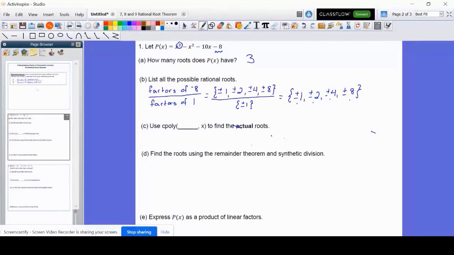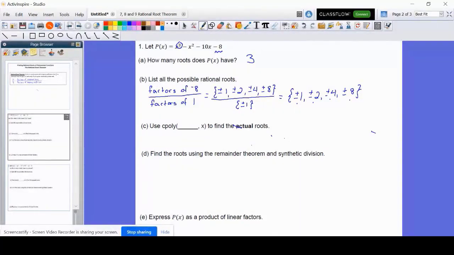So if you look at the graph, you can see where it crosses. If it crosses at an integer, it's going to be either positive or negative, 1, 2, 4, or 8. Those are the only integers we could have. And notice there will be no fraction roots. Not a half, not a third, not 5/8, no fractions. So if it's crossing in between integers, that means you have an irrational root.